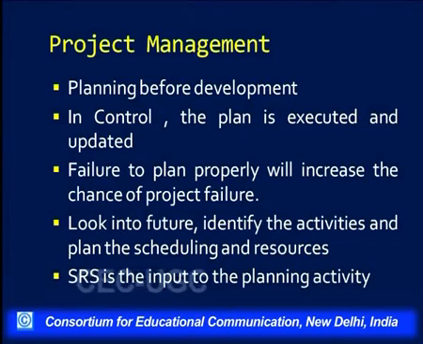When we talk about project control, the plan has been executed and updated. Now when the plan is executed, you need to control how things are going, and identify the points where you need to intervene. If you fail to plan properly, there is a great chance that the project will fail. A failure to plan means a failure to implement. Therefore a plan has to be prepared by looking into the future, identifying the activities, and planning and scheduling all the resources which will be required. In software project planning, the requirement specification becomes the primary document used as the preliminary document for the entire planning activity.